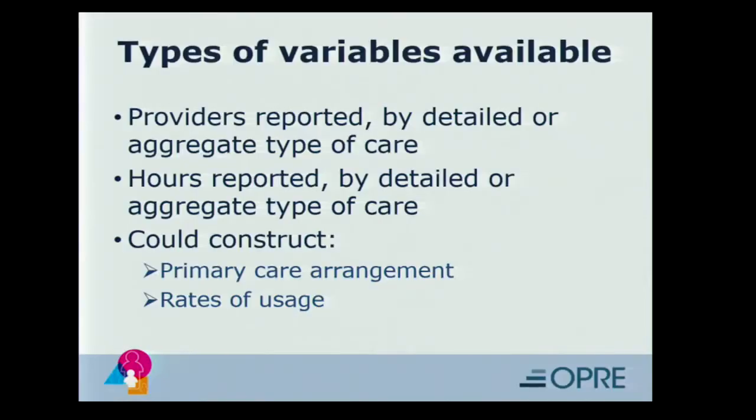So from these provider counts and hours counts, one could then calculate other things like you could define a primary care arrangement that might look at all of the types of care that a child is using and identify the one that takes the most hours, or perhaps if you have some taxonomy that you're interested in, so would choose center-based care first and then other formal types of care. You could similarly use the various kinds of data we have to construct rates of usage. What percent of children are using a certain type of care.